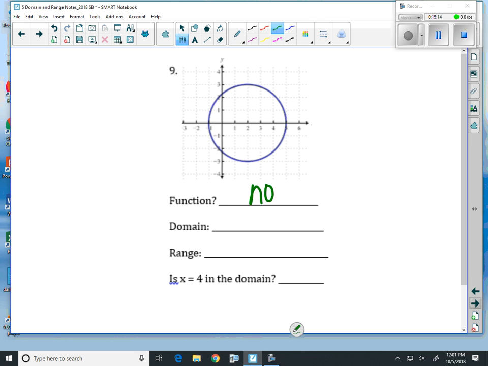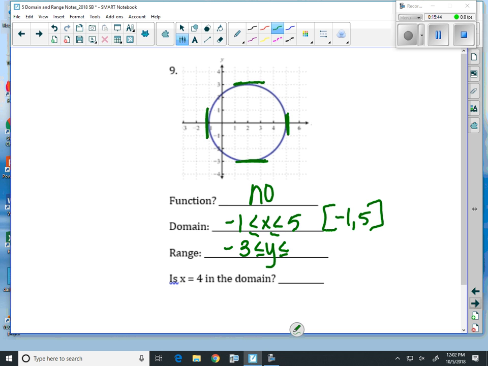What's this domain? What's the very left hand x value? -1. And the very right hand? 5. Okay, you have to know set notation and interval notation, so make sure you're taking notes of both. Okay, our range. What's our lowest y value? I think it's -3. -3, and it stops at +3. If x equals 4, is it in the domain? Yes.